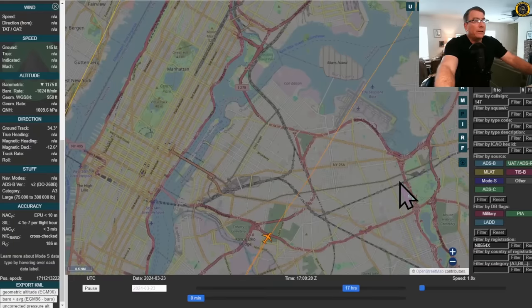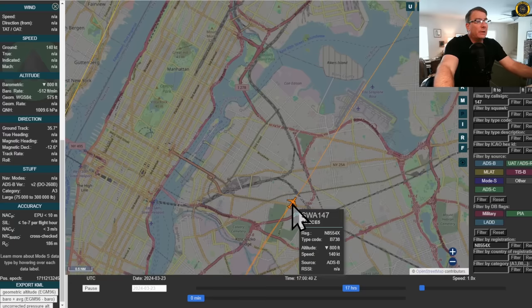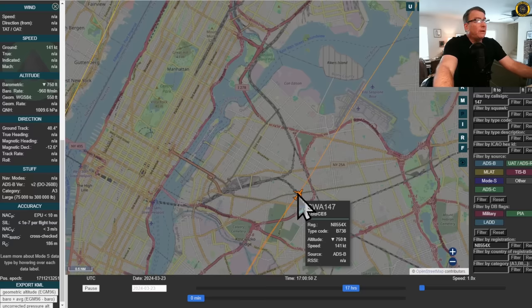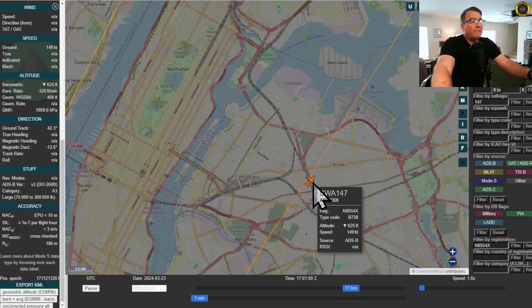So if we go back and replay this second approach on ADS-B Exchange, we start out here at 975 feet and 139 knots and 500 feet per minute rate of descent. 750 feet, 141 knots, 960 feet per minute rate of descent. Just go by data point by data point. Here they begin to deviate to the right, 625 feet, 320 feet per minute rate of descent.